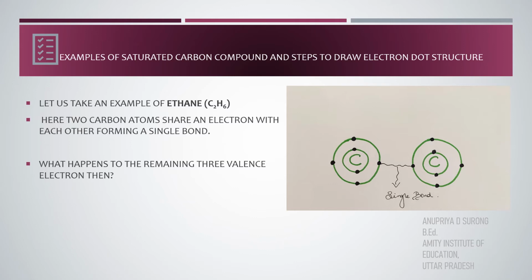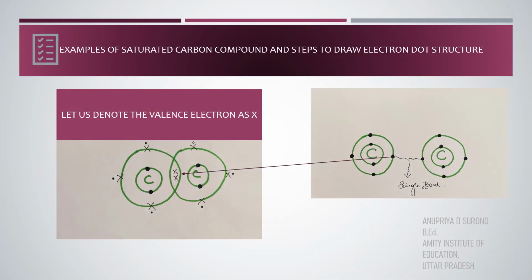So let us take an example of ethane, which is C2H6. As we all know, 2 carbon atoms share an electron with each other, forming a single bond. But what happens to the remaining 3 valence electrons then? To understand it well, let us denote the valence electron as X. So when two valence electrons pair together, they are denoted as X and X.